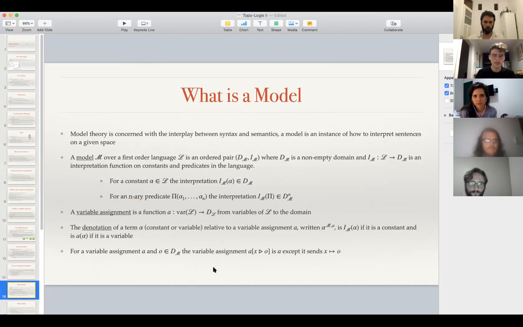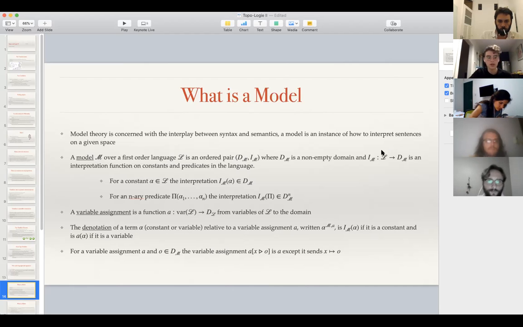Now with that, we can define what a model is. A model is a pair over a language. There's a language fixed in the background, which we'll call L, and remember, a language also has the signature. A model is an ordered pair: a set D, which is a non-empty domain, whatever set the model is based on, and an interpretation function on the constants and predicates in the language.